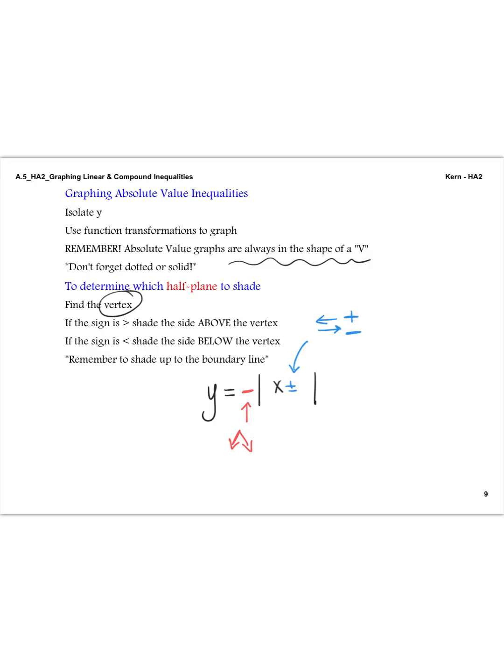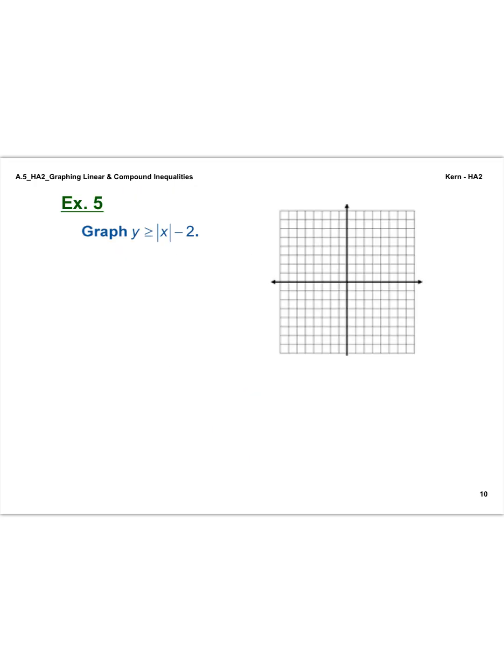okay? And then a plus or a minus outside moves it up or down. A plus moves it up, and that actually makes sense. A minus moves it down. So it's opposite for the horizontal shifts. Okay, this is gonna help us place our V on the coordinate plane. Okay, so let's get started. The only thing going on in this absolute value problem is this -2 on the outside.